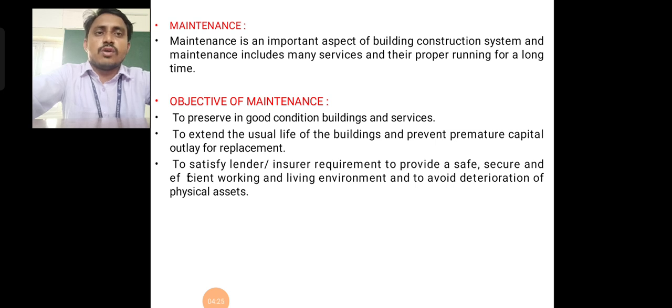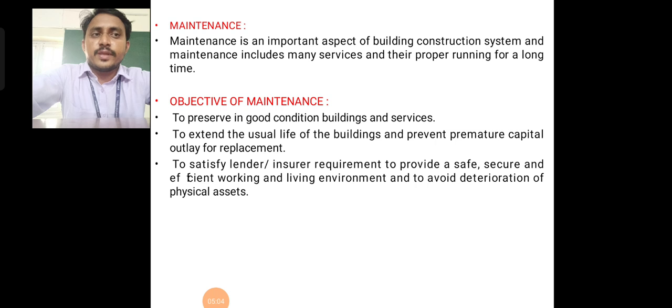By checking or observations, see what the main objective of maintenance is, which we already discussed. Any structure should be kept in good condition, which means no damages should exist in the structure. What is the use of maintaining good condition? That is the second objective, extending the useful life of the buildings. Whenever a good condition is maintained, the lifespan will be longer.